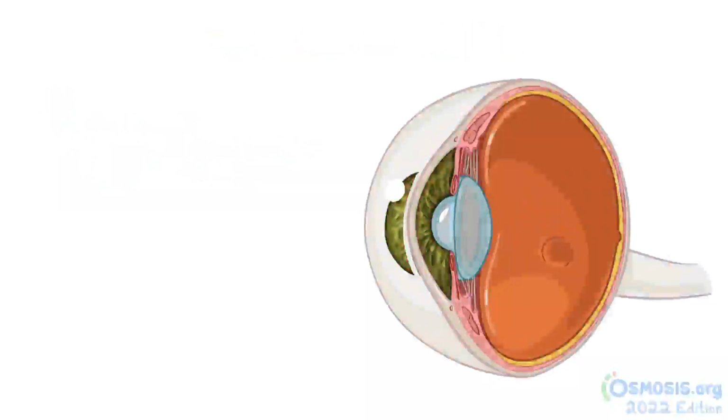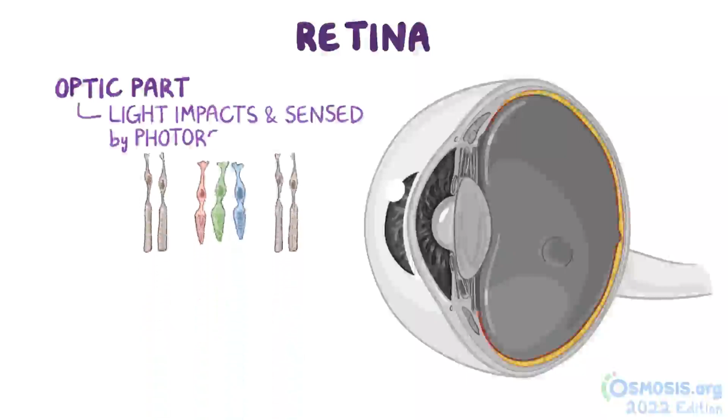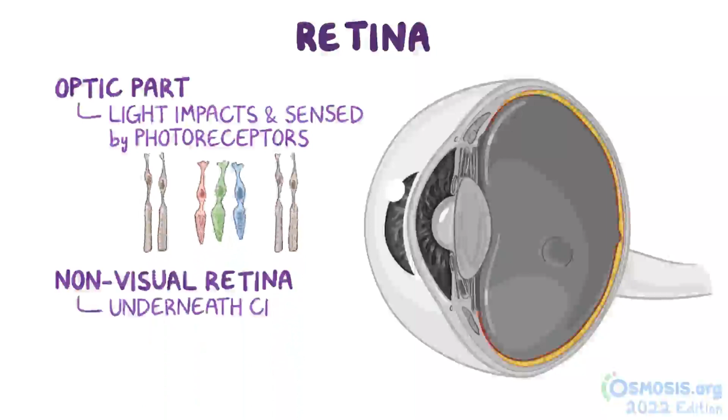Just beneath the vascular layer, there's the inner layer called the retina, where the beautiful journey of the visual pathway begins. The retina has two different parts, the optic part right below the choroid layer, where the light impacts and is sensed by the photoreceptors, and the non-visual retina, found underneath and covering the ciliary body and the posterior iris.